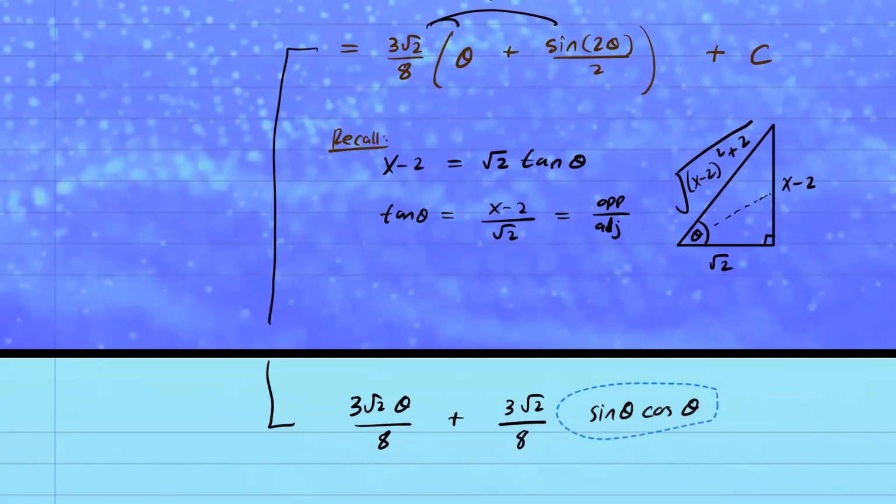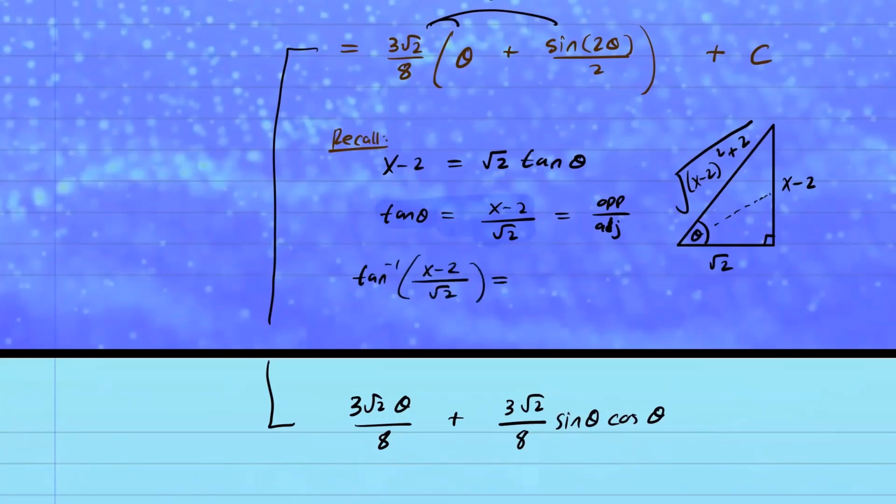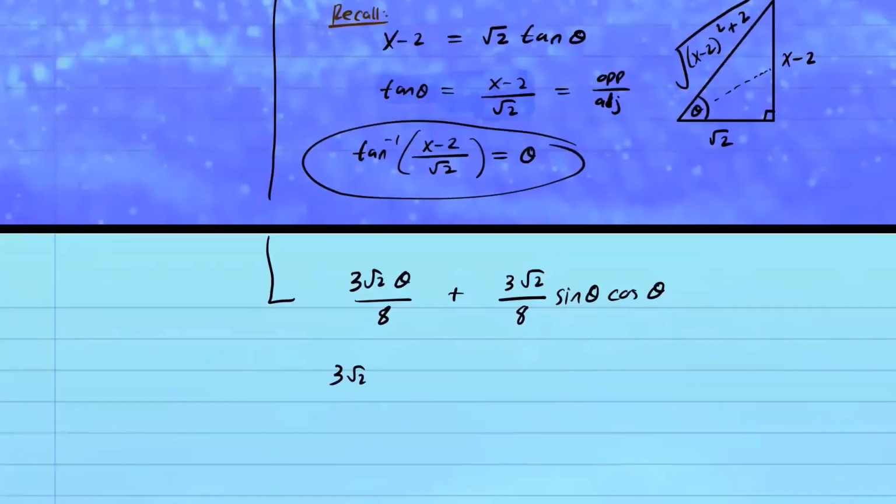All right, so now we're ready to use our triangle to restate what theta, sine theta, and cosine theta are. So we know that this is tangent of theta. So if I do tangent inverse, I can solve for theta. So tangent inverse of (x minus 2) over square root of 2 is equal to theta. So this is 3 square root of 2 over 8 times tangent inverse of (x minus 2) over square root of 2, plus 3 square root of 2 over 8 times sine theta.